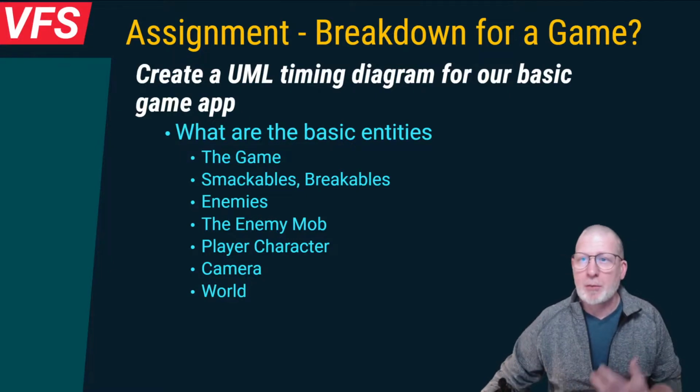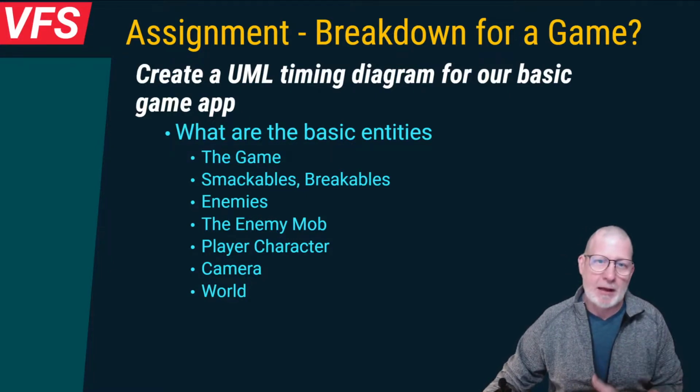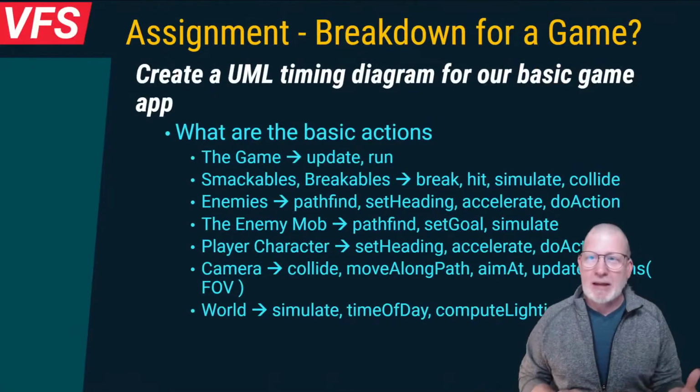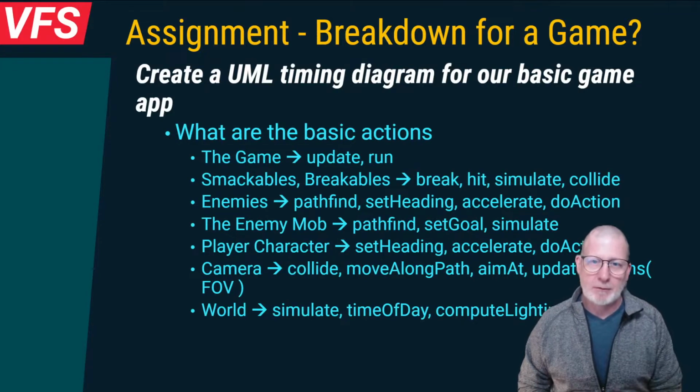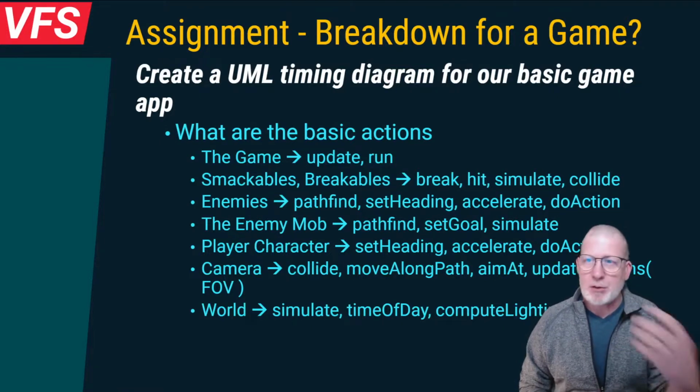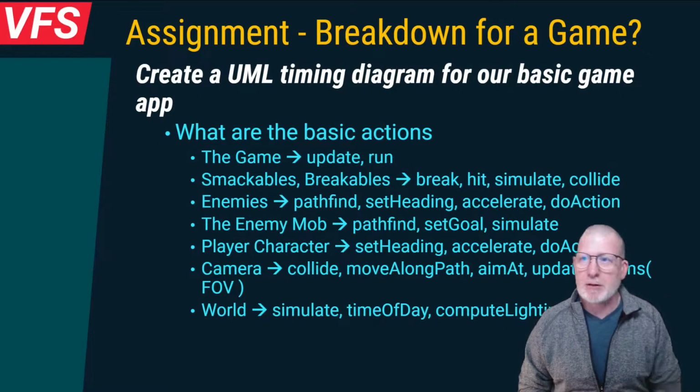And then I want you to try and build a timing diagram based on that class diagram. And in that timing diagram, we're going to put a whole bunch of things at the same time. So we're going to be able to tell the game to update itself and tell the game to run. And when the game runs, a bunch of different things will happen. And this is in no particular order, but the things you can tell a smackable or a breakable are to break themselves, to hit themselves, to run simulation, and to collide with other things. The things you can tell enemies are to go pathfind, to go set a new heading, to accelerate, or to do some action. So we can have a generic action.